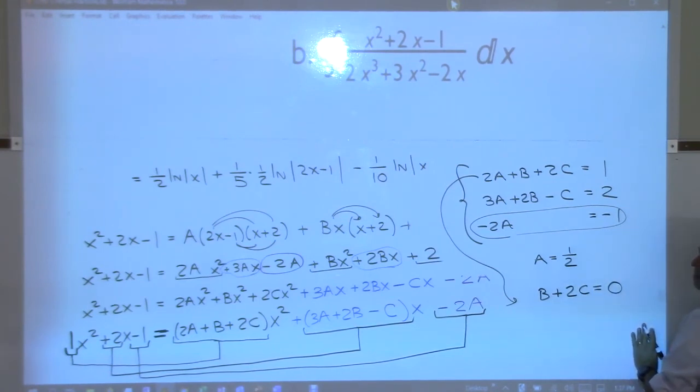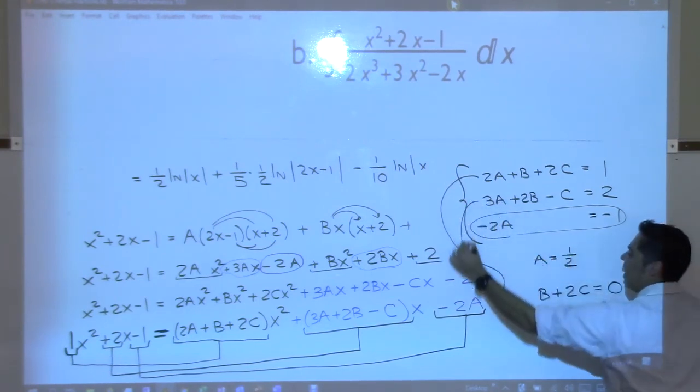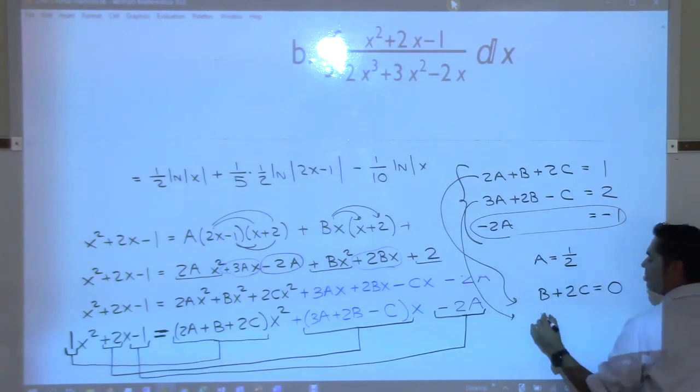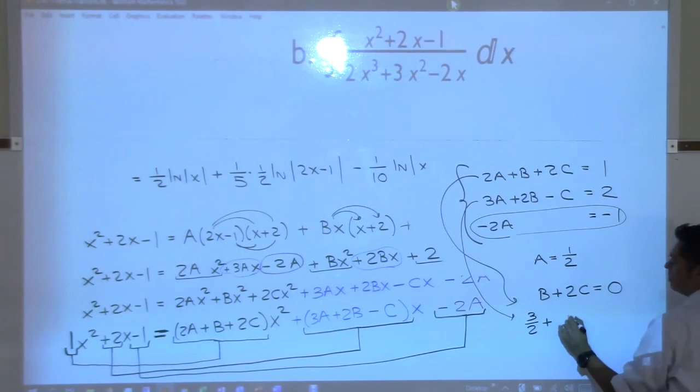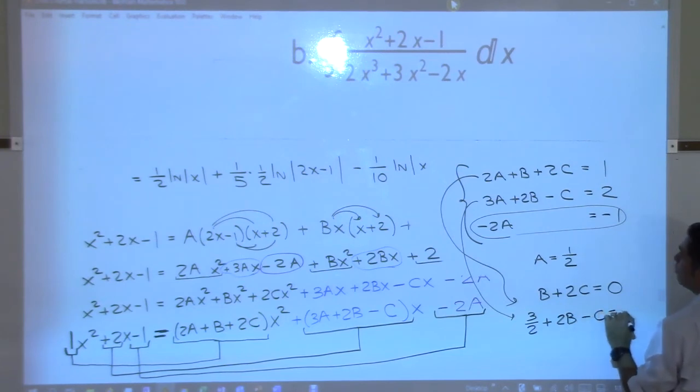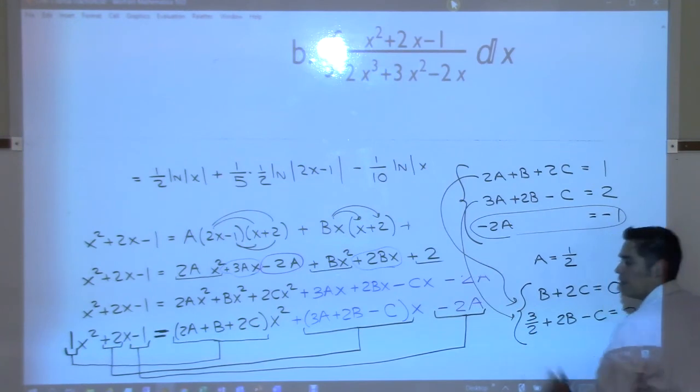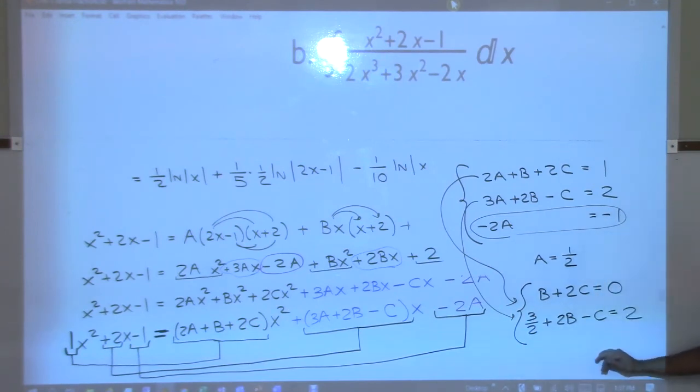This one's not as nice. If I plug half into here for A, we get 3 halves plus 2B minus C must equal 2. Right? And then you could move this 3 halves to the other side, right? And now you have a system of what? 2 equations and 2 unknowns. And then you could do elimination or substitution.